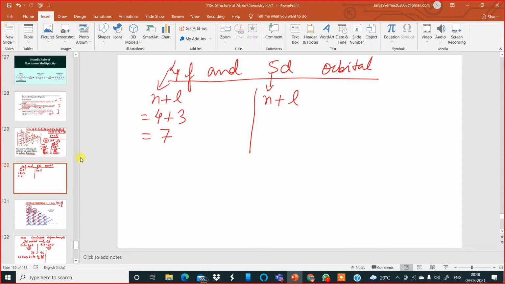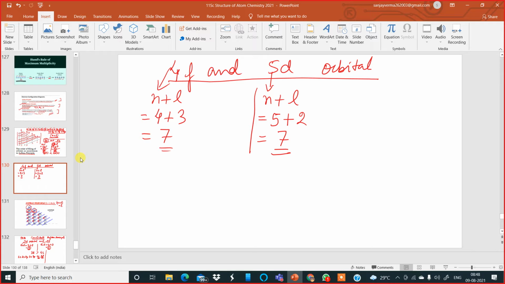So, what is the value of n? It is 5. For the d orbital, what is the value of l? 2. So how much am I getting? 7. Am I getting 7 for both?